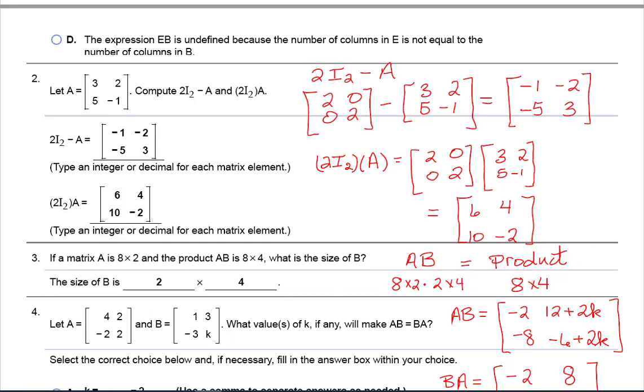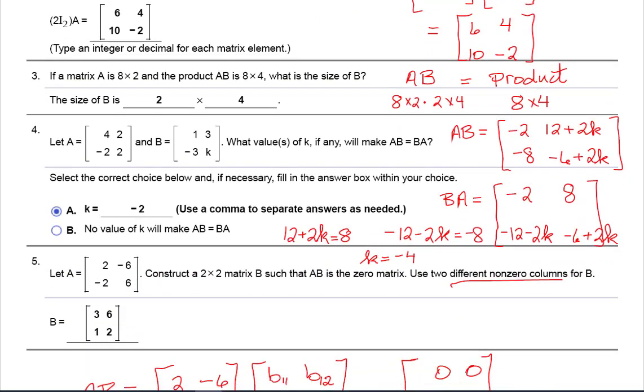Let's see. In question 3, question about size. We have a product of A times B. We know that the resulting matrix is 8 by 4. Well, let's see. Matrix A is 8 by 2. I need a matrix B where the rows of B have to match the number of columns of A, so that has to be a 2. And since the product has 4 columns, that's the size of B, and so 2 by 4 is the size of B.